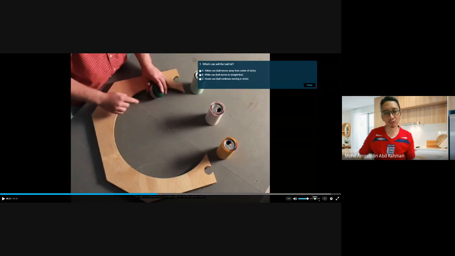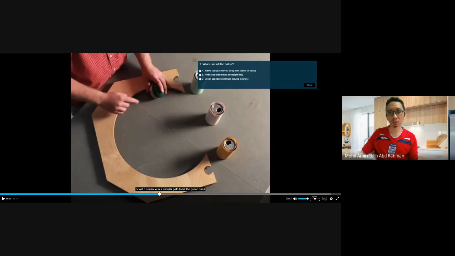Okay, so what's your answer to this? Anyone choose A? So the ball will hit the yellow can, at the bottom there. So we have the middle one, the white can, B, and C, we have the green can. So which one is your answer? A, B, or C?